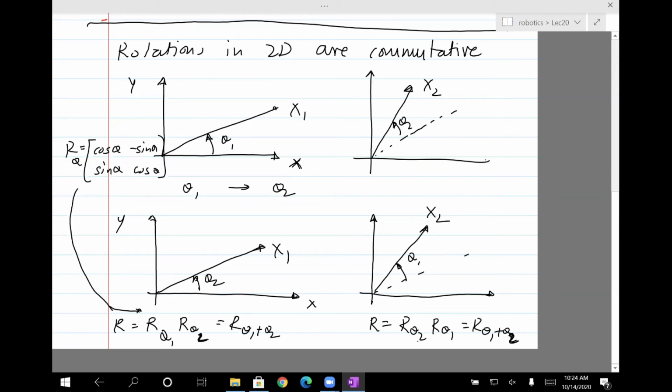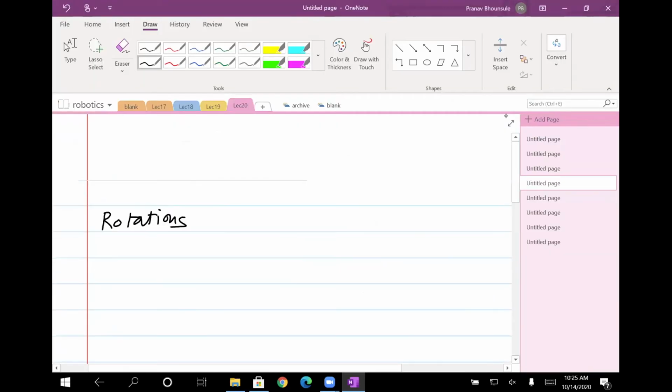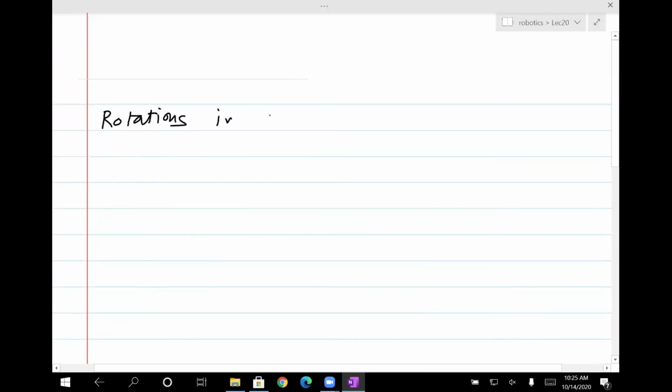You can try that and you'll see that it's basically R of theta 1 plus theta 2, which is saying that you can do these rotations about a single axis in sequence, and the final result is independent of the order in which you do them. Or in other words, rotations in 2D are commutative. Okay, now let's see rotations in 3D. Rotations in 3D are not commutative.